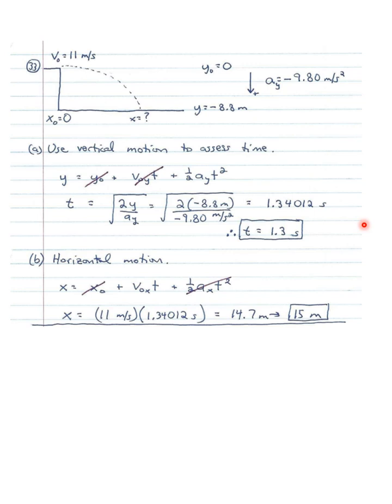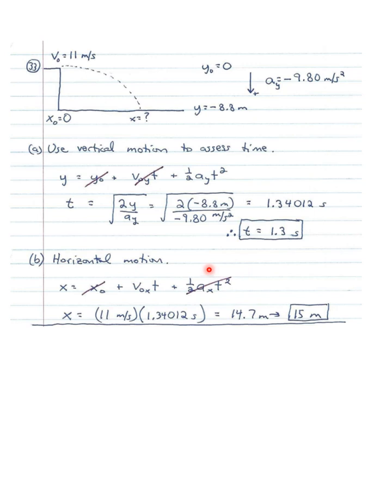Because the question is specifically asking how much time, I'm going to give that with two significant figures because that's what I'm limited to based on the given information. However, in question B, we're going to need that time, and I don't want to use the rounded off 1.3 seconds. I'm going to use, in question B, the full 1.34012 seconds.